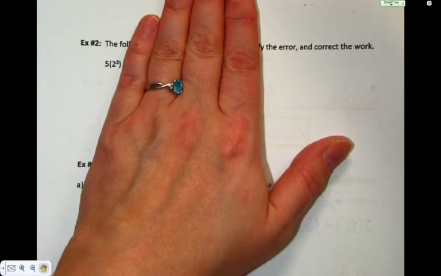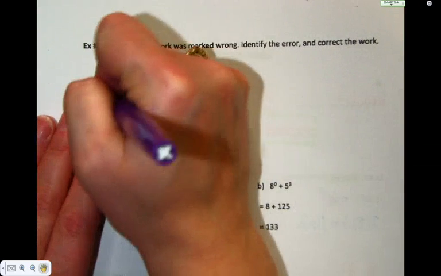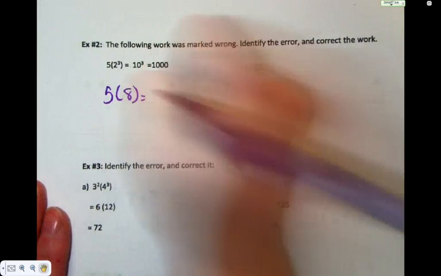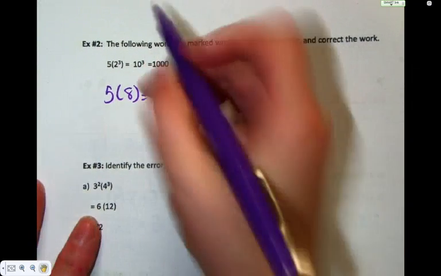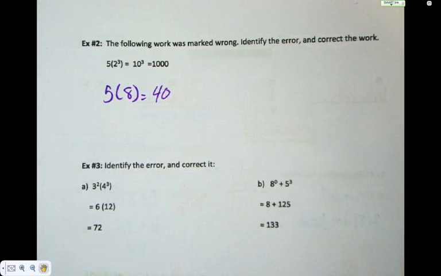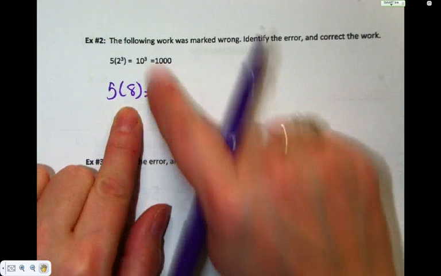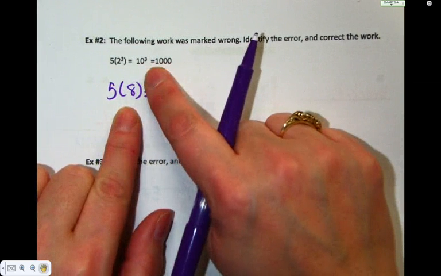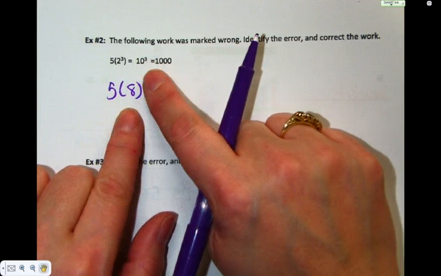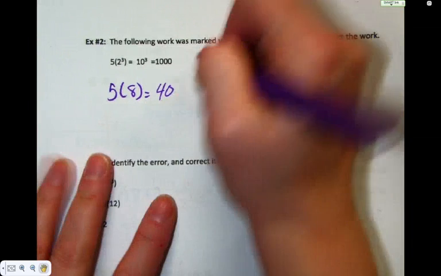So we're going to keep the 5 and we're going to swap out 8. And then we're going to do the multiplication, which is? So we've actually done the correction part. Now we just need to find what did this person do wrong. So what did they do that we didn't do? So what order did they do it? They did multiplication and then the exponent.